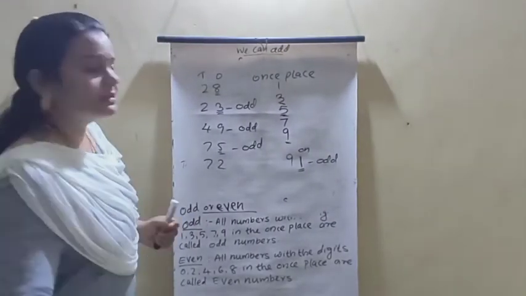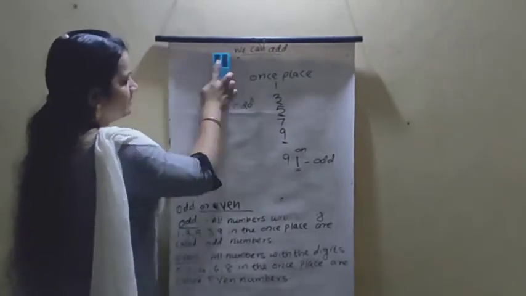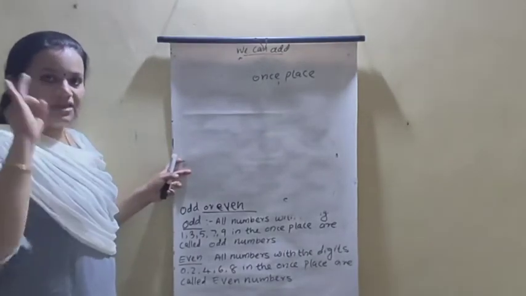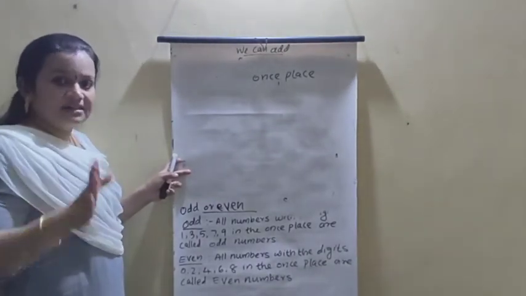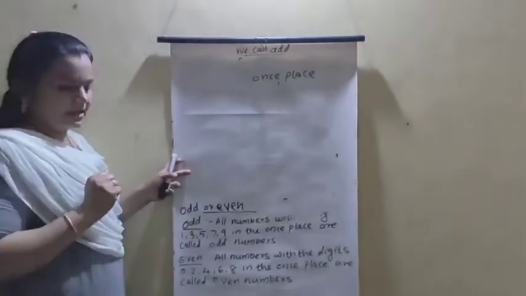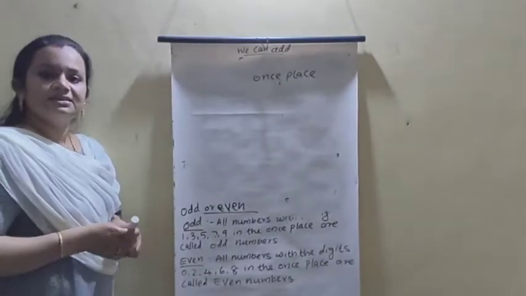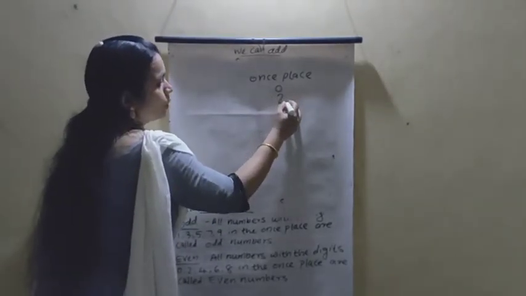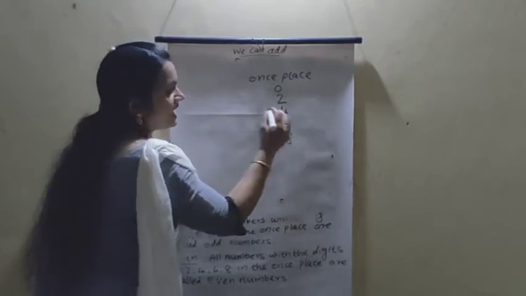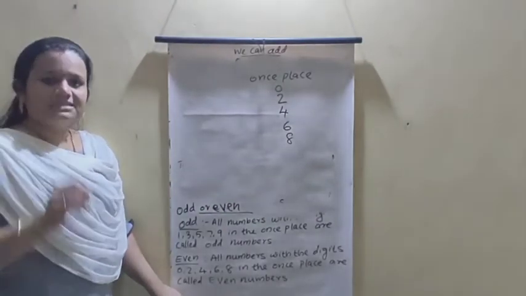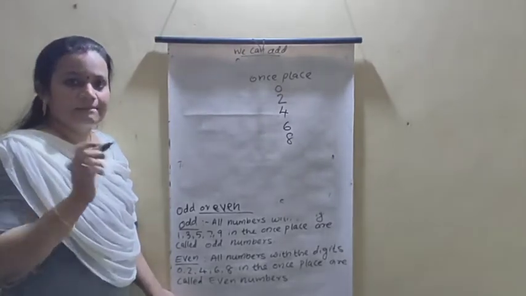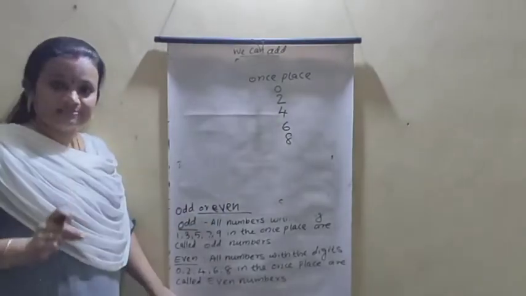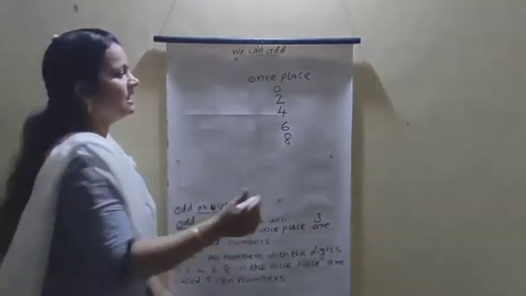Okay children, then what about the even numbers? How to identify the even numbers? Odd number is what? 1, 3, 5, 7, 9 in the ones place is called an odd number. Then what about the even numbers? If 0, 2, 4, 6, 8 are in the ones place, those numbers are called even numbers. Understand?